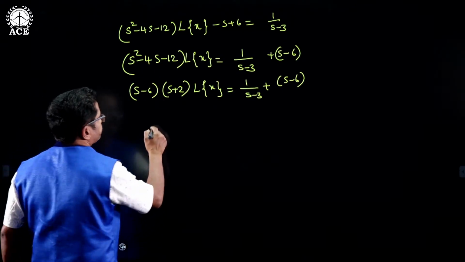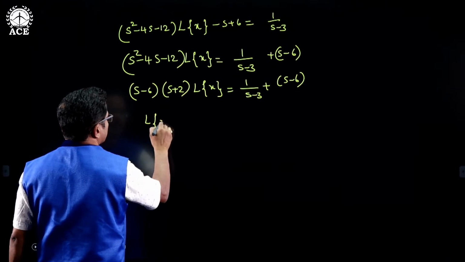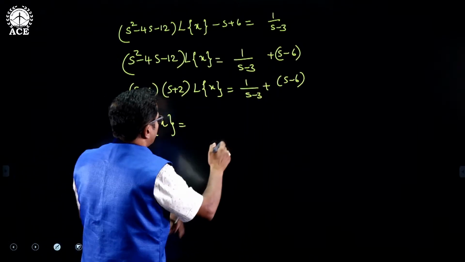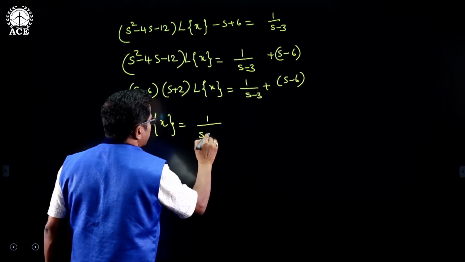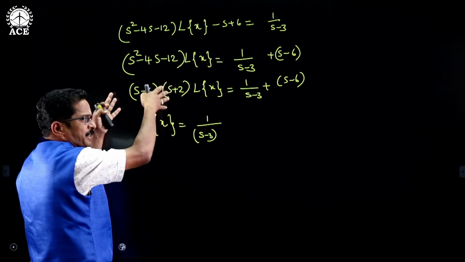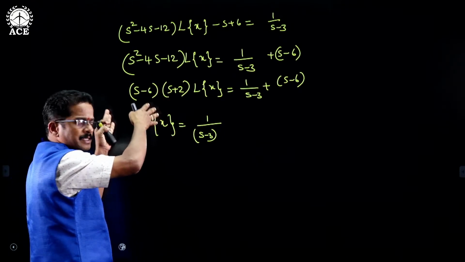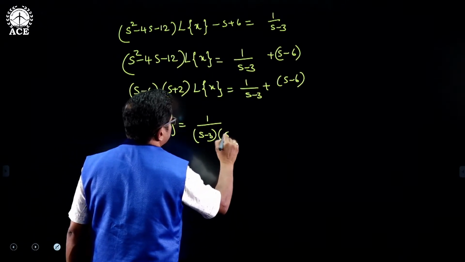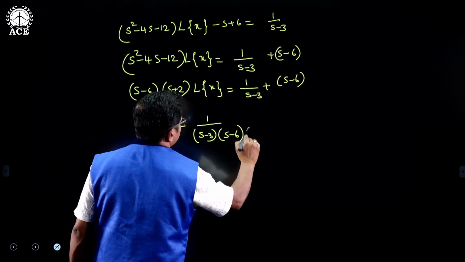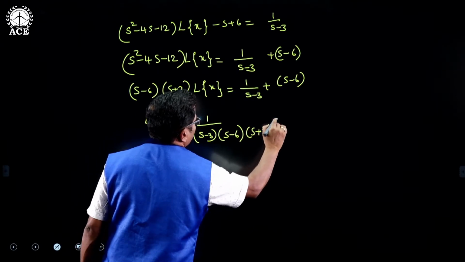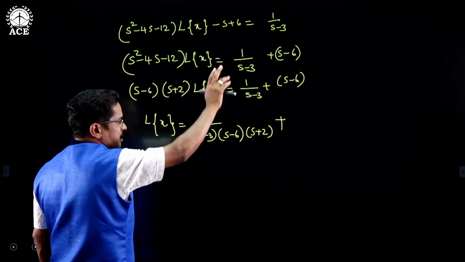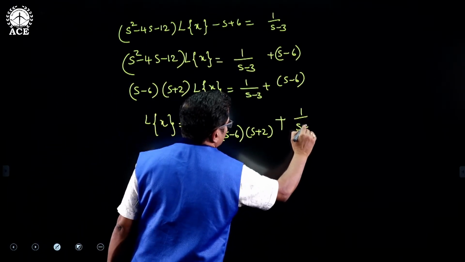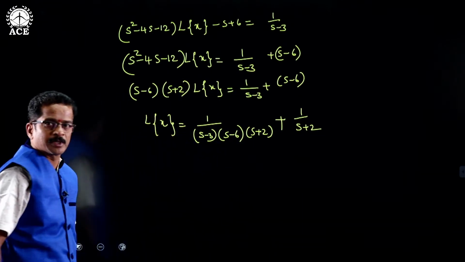Okay, so then L of x is equal to, when I bring these factors to that side, it becomes 1 by s minus 3. These factors are under multiplication on the LHS. When I bring them to that side it becomes divide, and s minus 3 into s minus 6 into s plus 2, plus s minus 6 by s minus 6 into s plus 2 is going to be 1 by s plus 2.